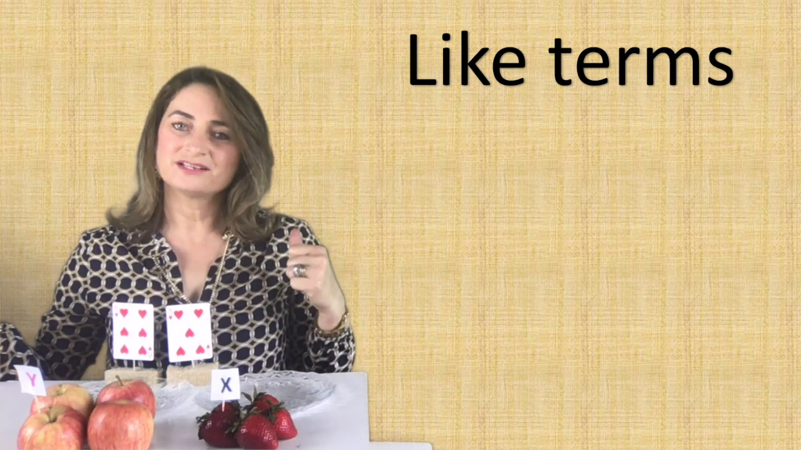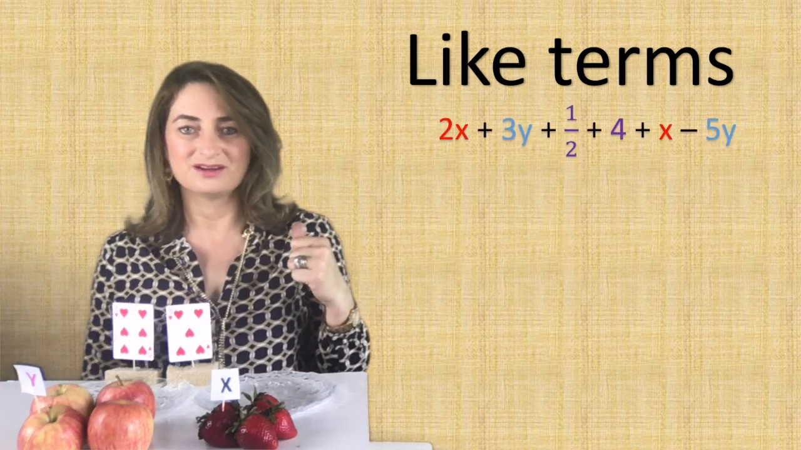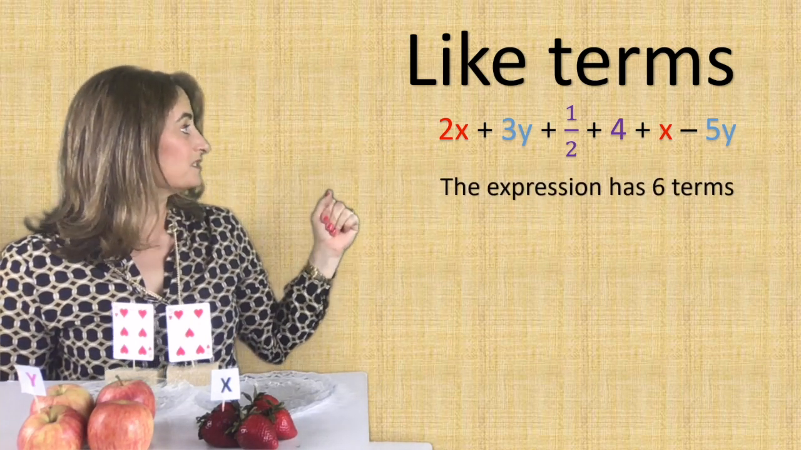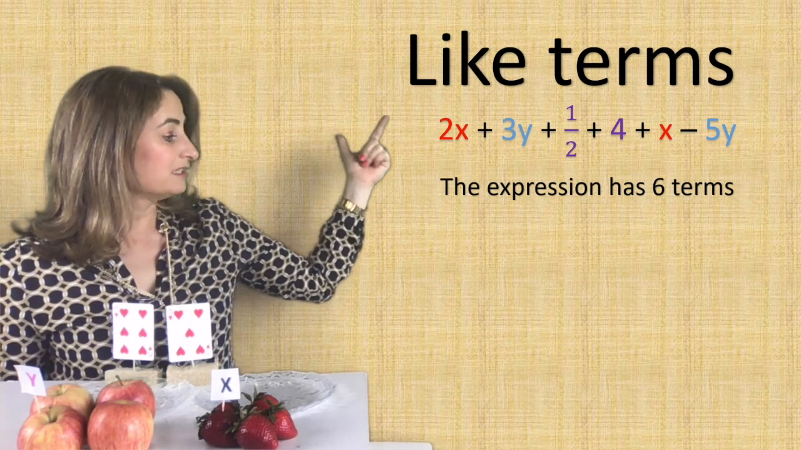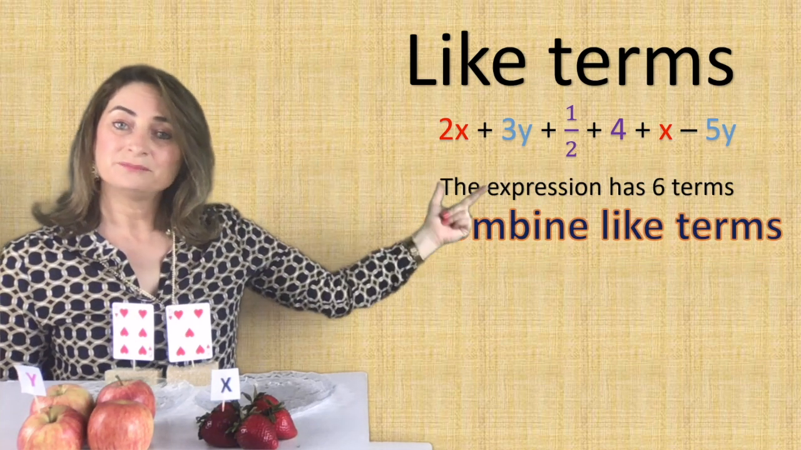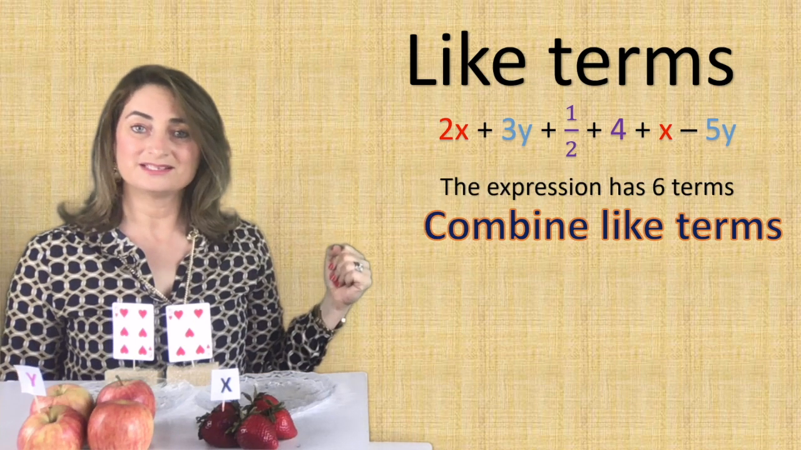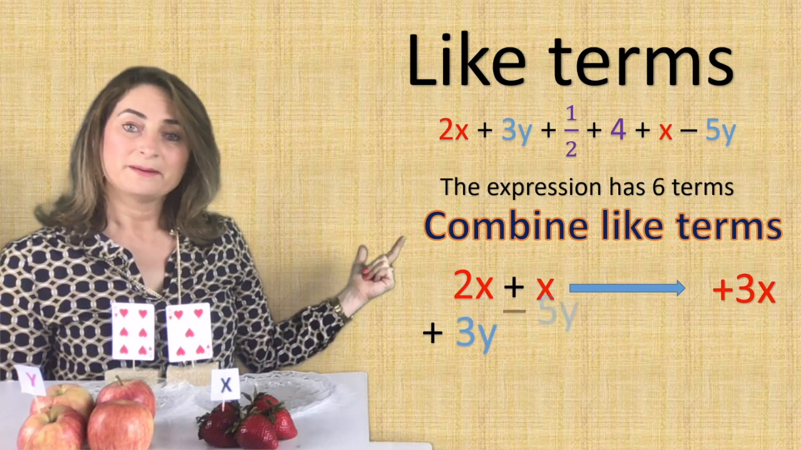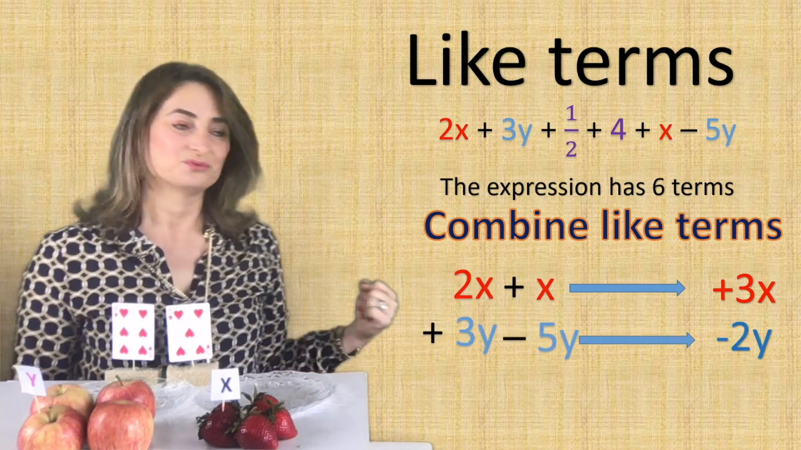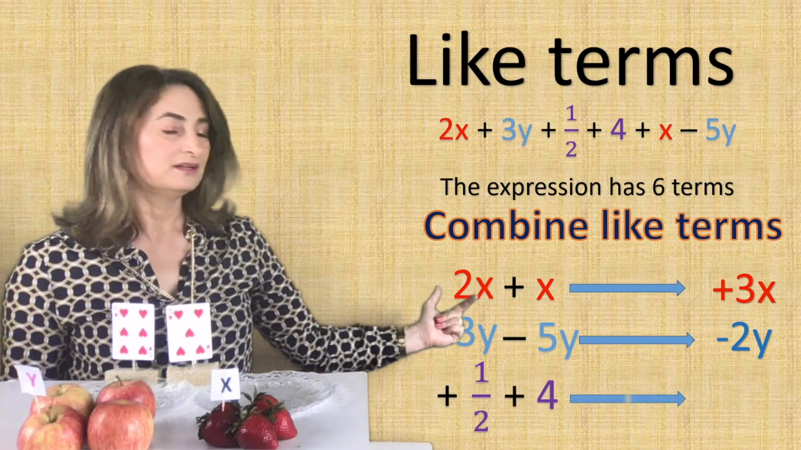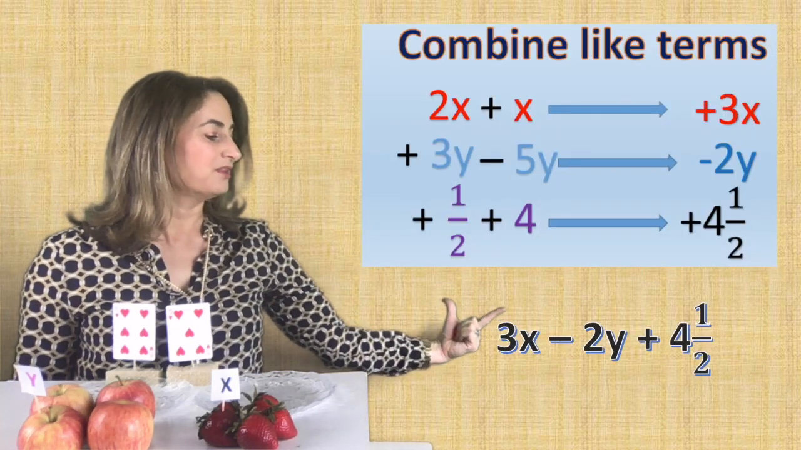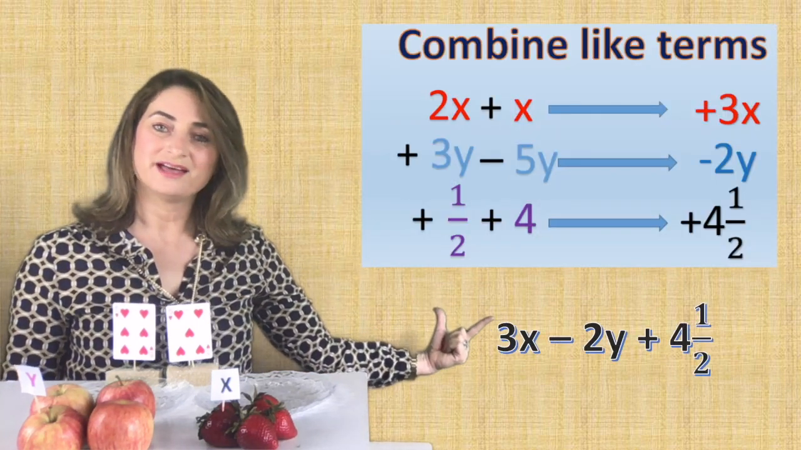So let's take this into practice and see how we can simplify this long expression. This expression has 6 terms. You have to combine the x's, combine the y's, and then combine the constants. You have 2x plus x gives you 3x. 3y minus 5y is -2y. Half plus 4 is equal to 4.5. Now that you combined all terms, you can simplify the expression, and you got 3x minus 2y plus 4.5 as a simplest form.